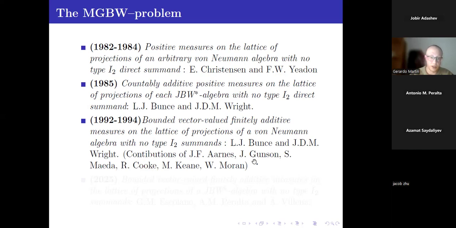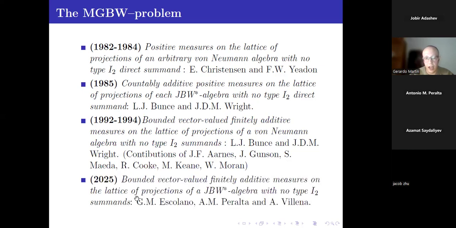to the contributions of other experts such as Aarnes, Kalton, Maeda, etc. And finally, in a preprint in a joint work with Antonio Peralta and Armando Villena, we obtained this result for bounded vector-valued finitely additive measures on the lattice of projections of any GBW-star algebra with no type I_2 summands.